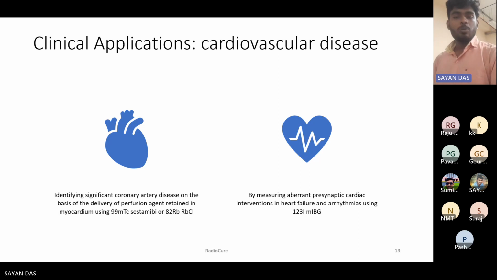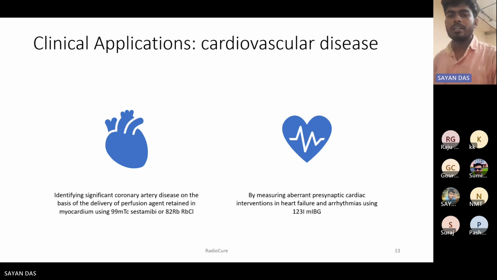The clinical application in cardiovascular disease. In cardiovascular disease, technetium-99m sestamibi is used to identify significant coronary artery disease. What is the mechanism? The mechanism is delivery of a perfusion agent, which is retained in the myocardium. So in our body, the heart has the myocardium, and we send some perfusion agent, and those perfusion agents that are retained in the myocardium are imaged. Those perfusion agents like sestamibi are tagged with technetium-99m, which is our radiopharmaceutical, and that is how we can image those things.